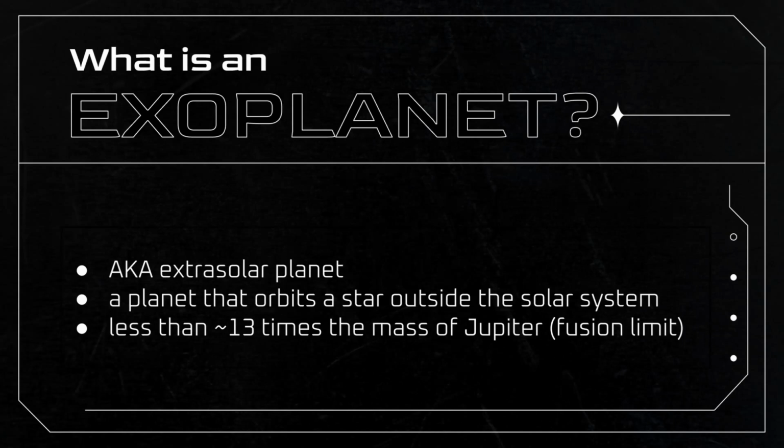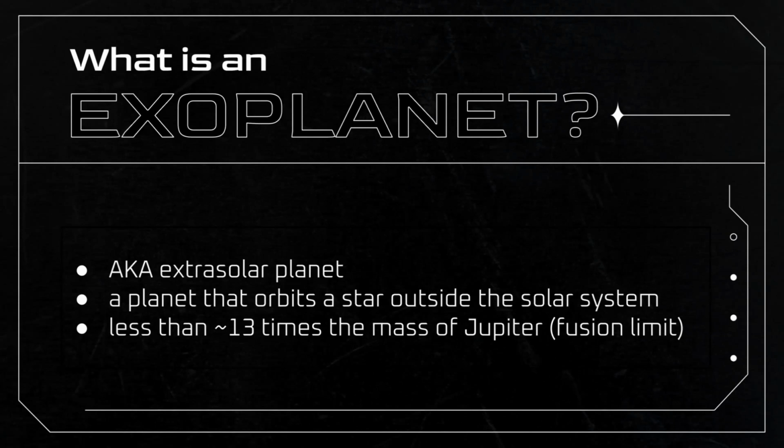And loosely, we define them as masses that are less than about 13 times the mass of Jupiter. This is roughly the deuterium fusion limit. Things that are larger than this are called brown dwarfs, which you may have heard of before, sometimes called failed stars. They're a little undermassive to fuse hydrogen and be classified as stars, but a little too massive to be considered planetary bodies. So these are some loose definitions for what an exoplanet is. A lot of times in the literature, you'll hear things called planetary mass objects. People aren't quite sure what to call them.